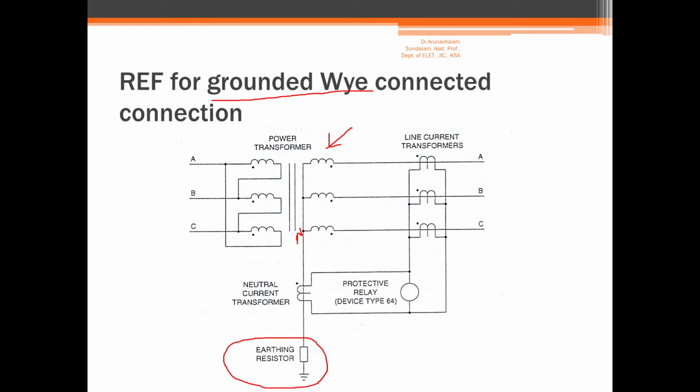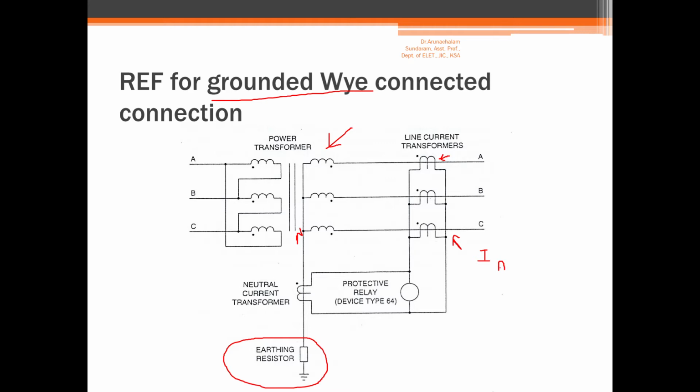Here we find the secondaries of the current transformers. What is the secondary of this current transformer? This is the secondary of this current transformer. They are all connected in parallel. So if they are all connected in parallel, what will these three current transformers measure? They will measure the phasor sum of IA plus IB plus IC.